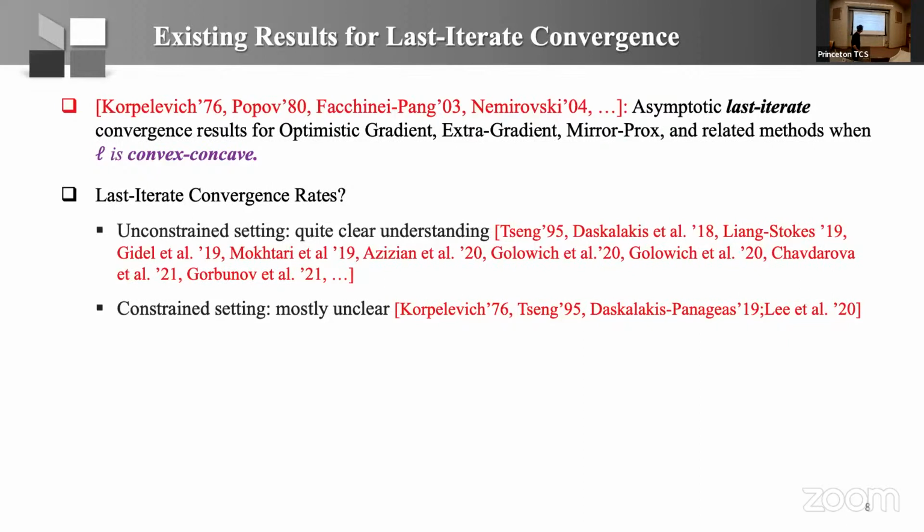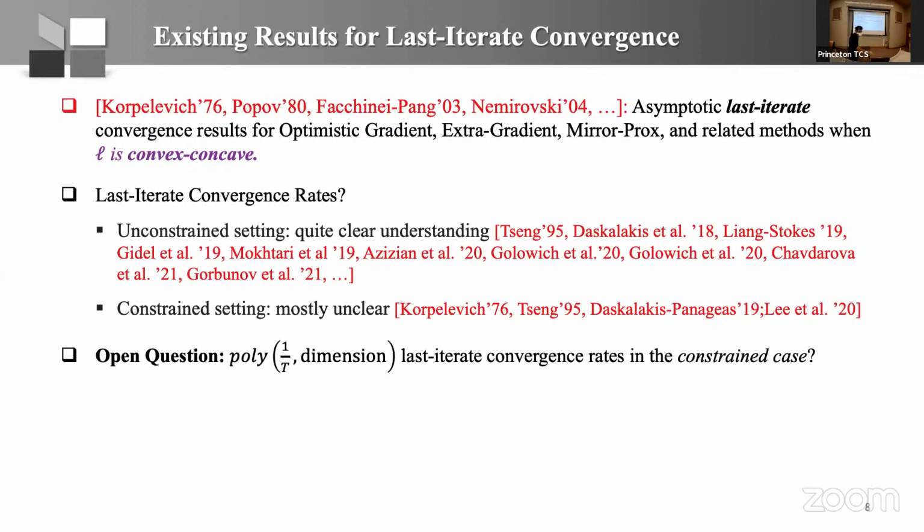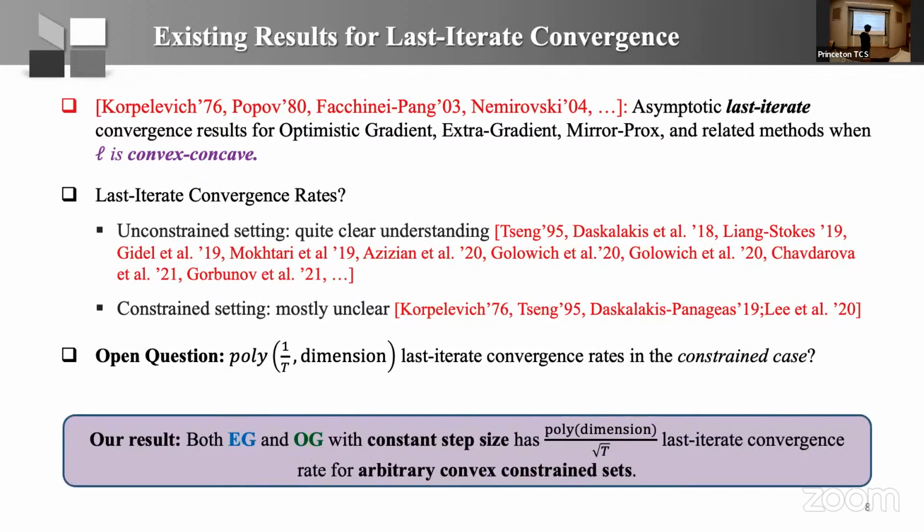People have some results, but what's not known is whether you can get a convergence rate that is polynomial in 1/t, which is common, but also polynomial in the dimension. There are results that have exponential dependence on dimension. So what I would like to show you is how to solve this open problem. We showed that you can run both EG and OG with constant step size and get last-iterate convergence, with a rate polynomial in the dimension divided by root t. And it works for any constraints.